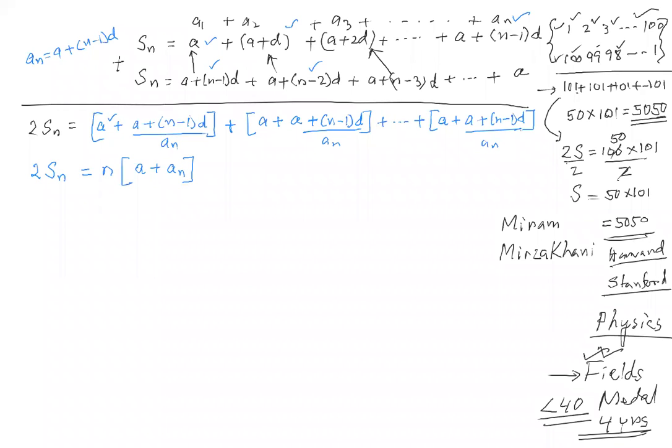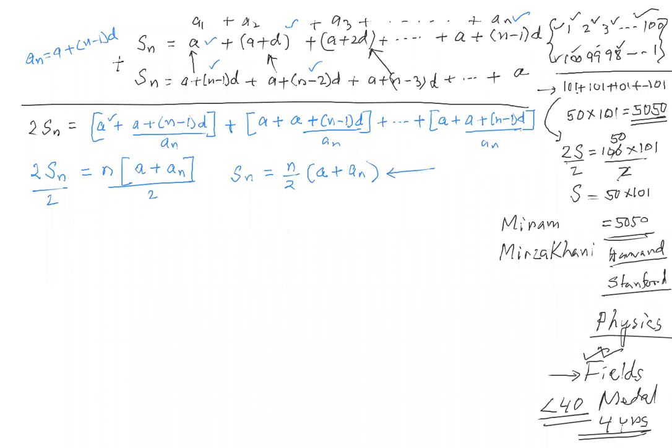Now, if you divide both sides by 2, you get S sub n is equal to n divided by 2 times A plus A sub n. And that is the formula that we used for getting the partial sum for an arithmetic sequence. Now the geometric sequence. Let's do the partial sum for the geometric sequence.